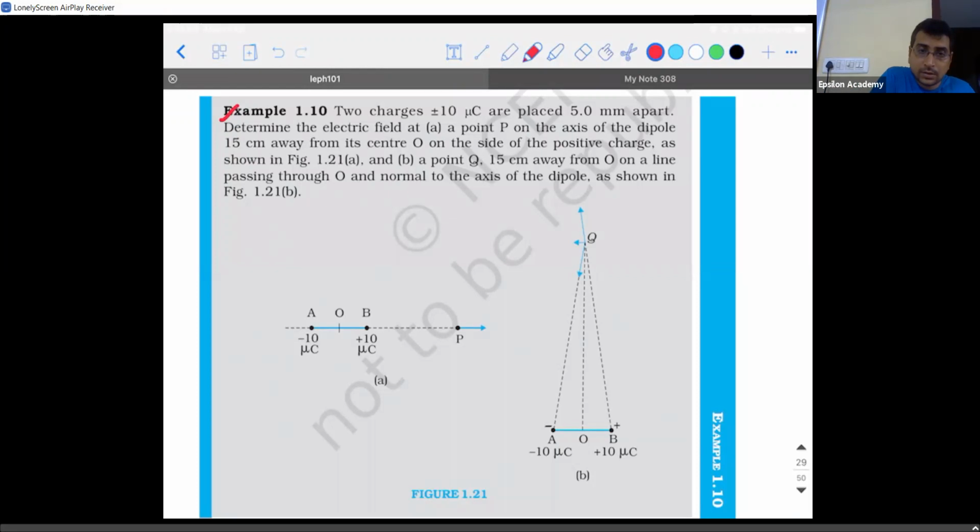Second is at a point Q, which is 15 centimeter away from O, on a line passing through O and normal to the axis of the dipole. Do it fast and tell me.